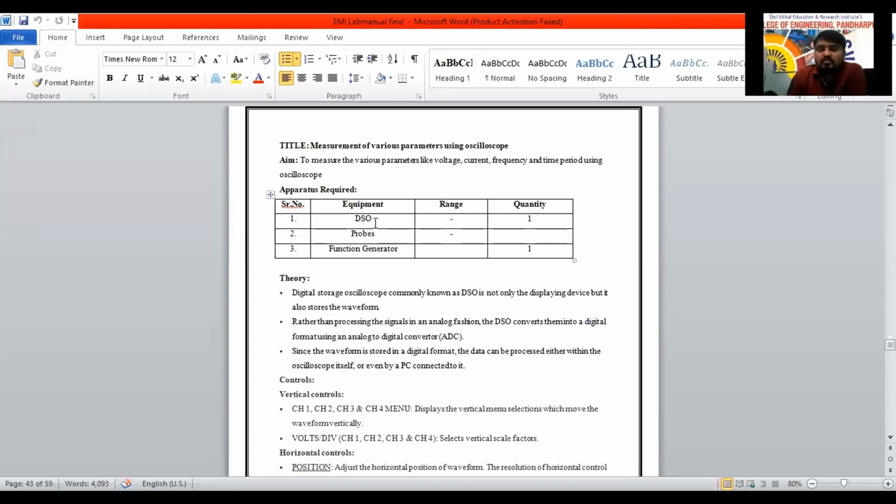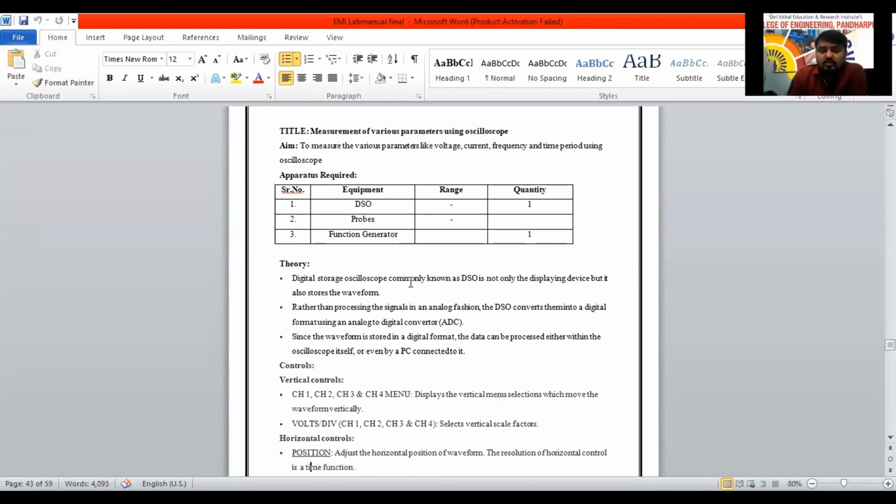We are going to use a DSO, that is called a digital storage oscilloscope. Whatever values there are, if we have connected it to a computer, they will automatically be stored there. To connect that, connecting probes are required. The function generator we are going to use supplies the DSO, and we get the output here.